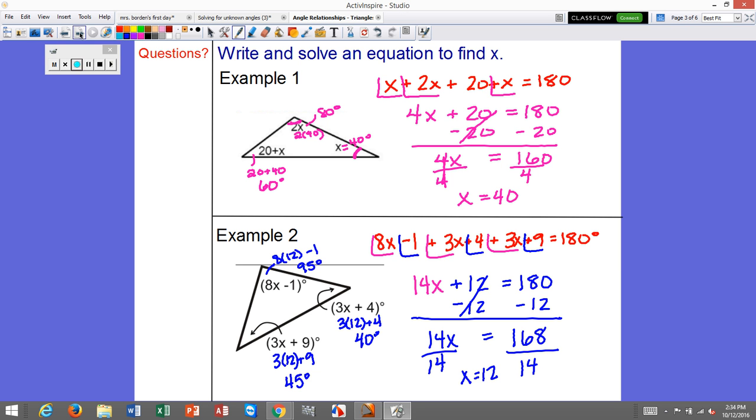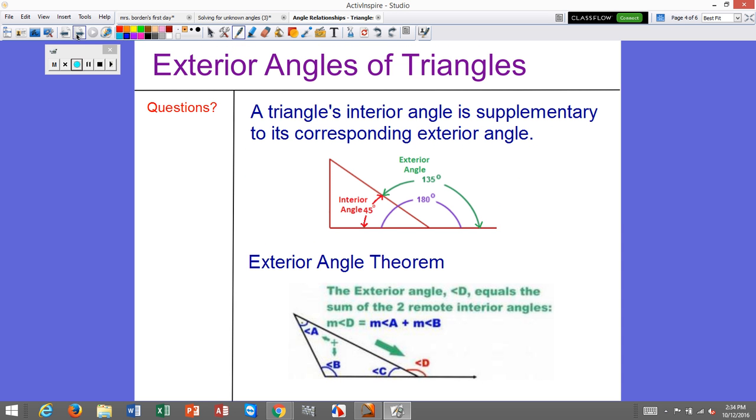All right, let's talk about exterior angles of triangles now. First of all, we need to understand that when we're talking about exterior angles, we're simply saying that if we extend one of the legs of a triangle beyond the triangle itself, so outside of the triangle, the exterior angle that is created right here, this 135 degrees, is the supplement of the interior angle, 45 degrees. Together they equal 180. So this relationship right here is a supplementary relationship.